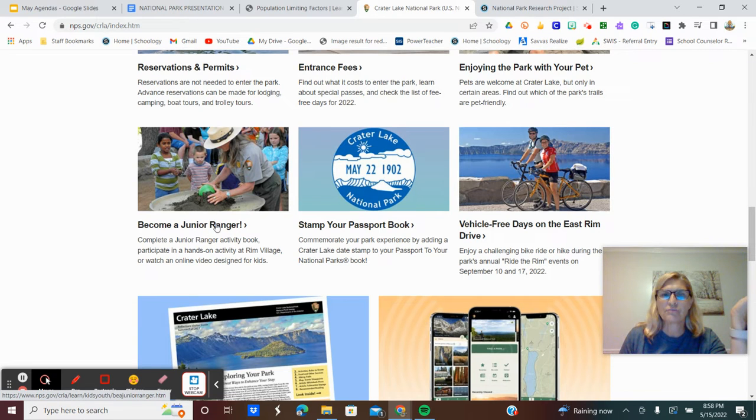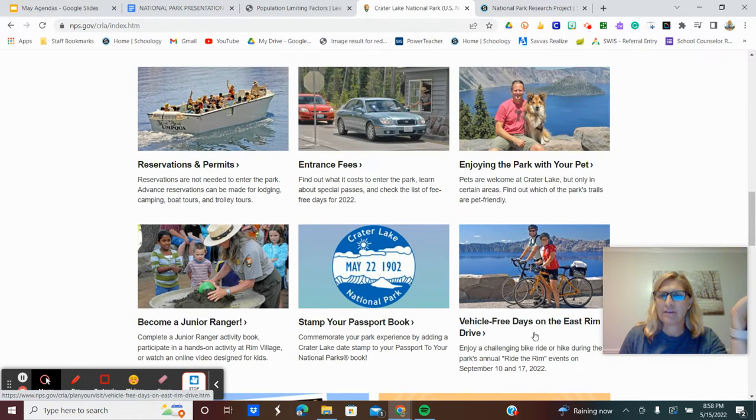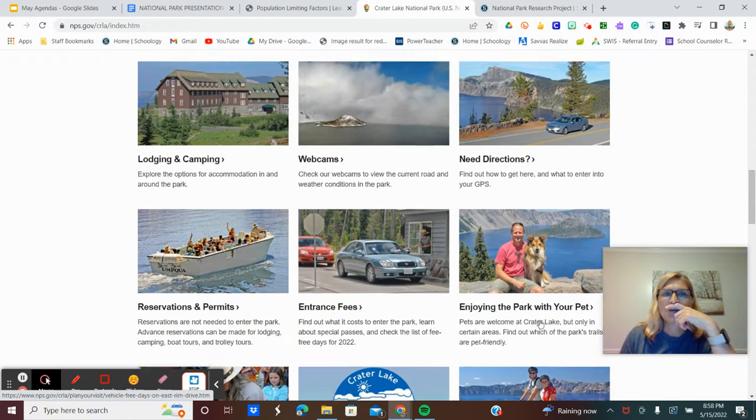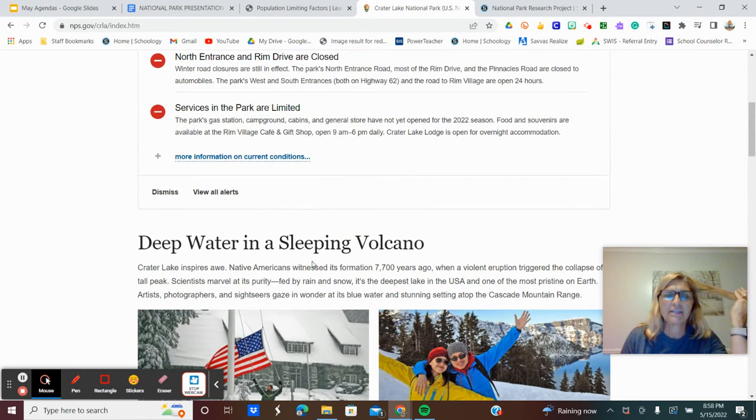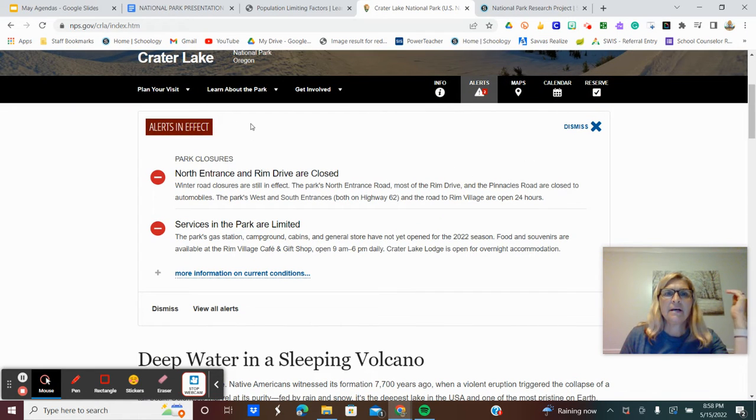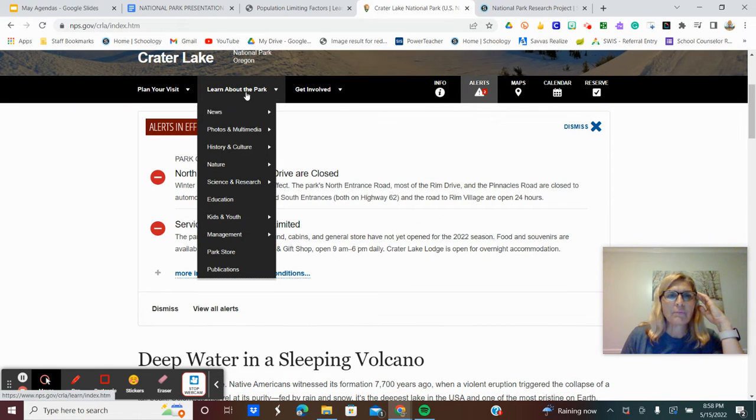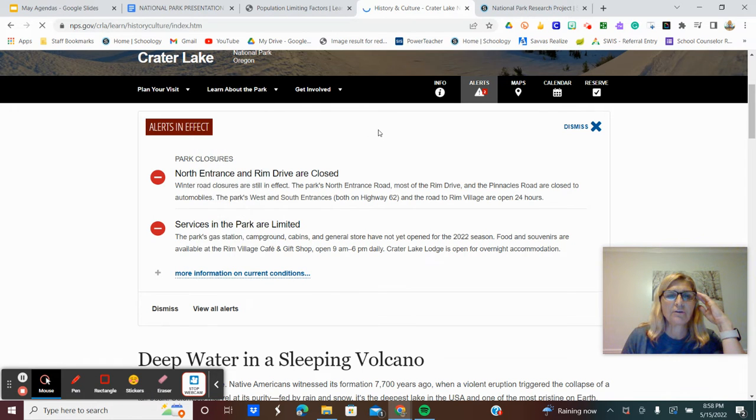You can become a junior ranger. And then you could ride the vehicles on the rim of the volcano. And so there's all these different things that tell you about what you need to do, and there's webcams and stuff. So this would be a good thing for that. So if we wanted to do history and culture, that's going to be right here. We can learn about the history and culture.